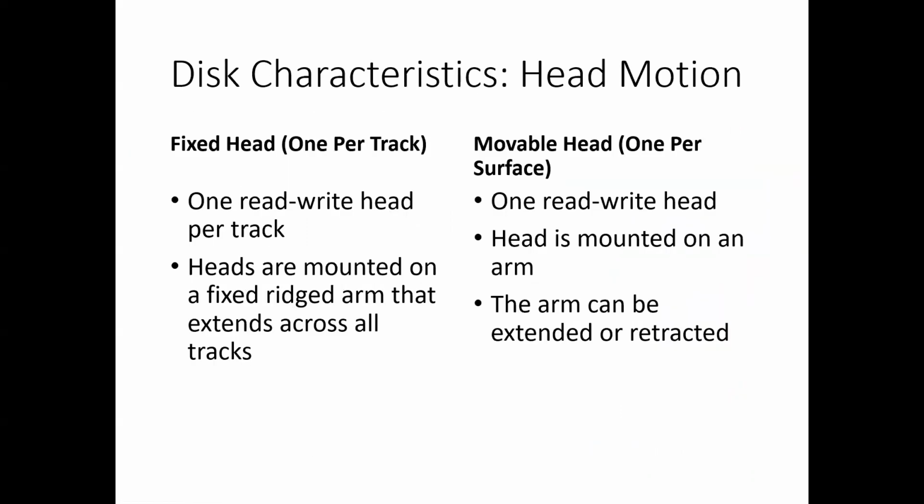For head motion, there are two different ways to do this. One is a fixed head, which is one per track. This should actually be fixed heads. There's one read-write head per track, and the heads are mounted on a rigid arm that extends across all the tracks. Whereas with a movable head, there's only one read-write head. The head is mounted on an arm, and the arm can be extended or retracted in order to move to the appropriate track and sector.